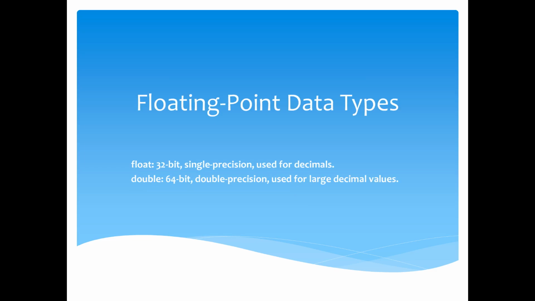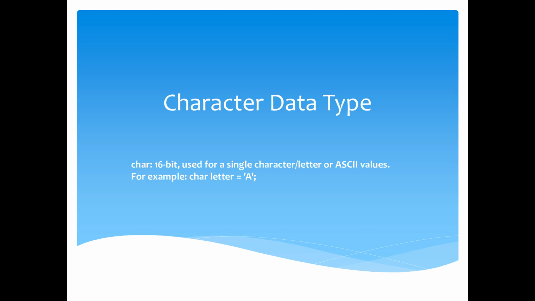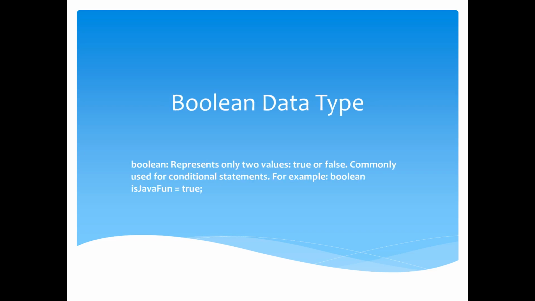Floating point data types. Float, 32-bit, single precision, used for decimals. Double, 64-bit, double precision, used for large decimal values. Character data type. Char, 16-bit, used for a single character, letter, or ASCII values. For example, char letter = 'a'.